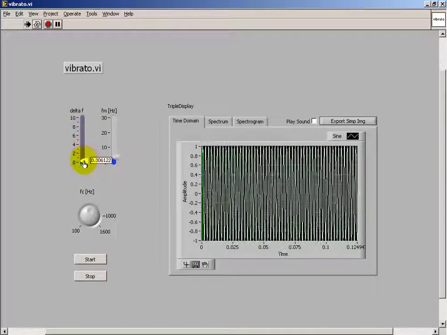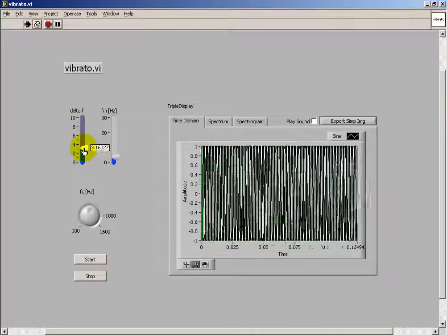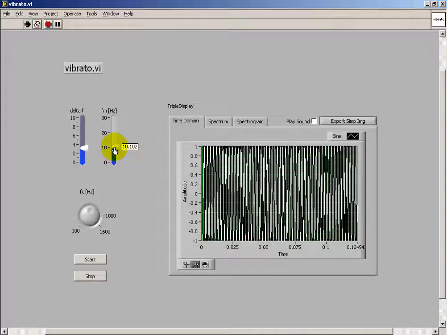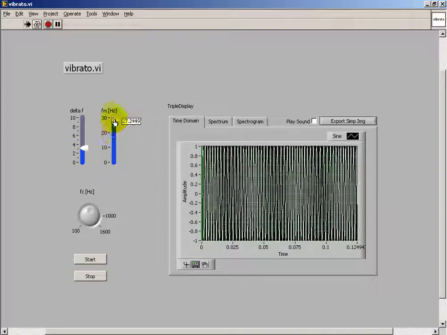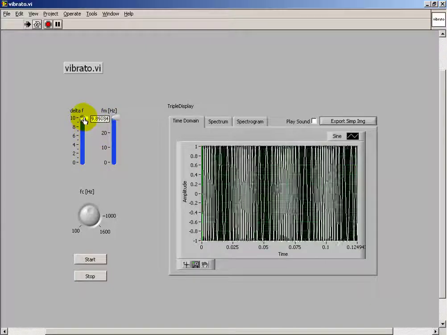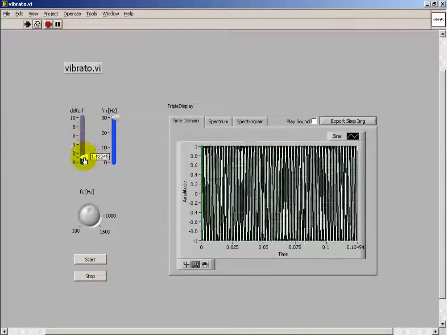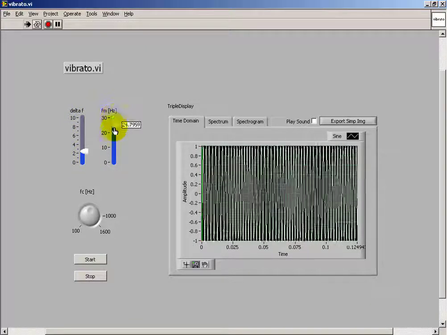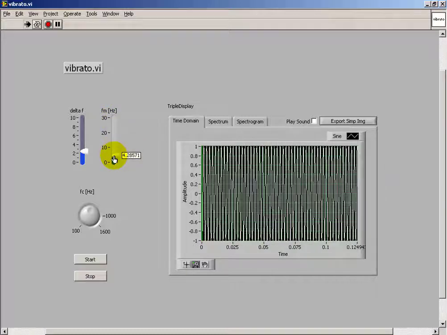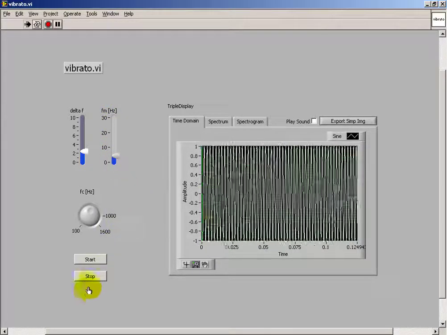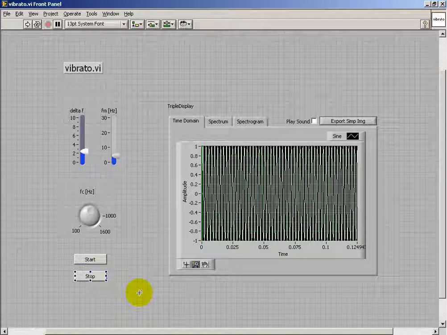All right, so simply exploring some parameter variations here. You'll notice that if you get much beyond 10 hertz, especially with a lot of depth, it doesn't really sound like vibrato any longer. So you really need to kind of keep the rate somewhere in the region of about 4 or 5 hertz or so.